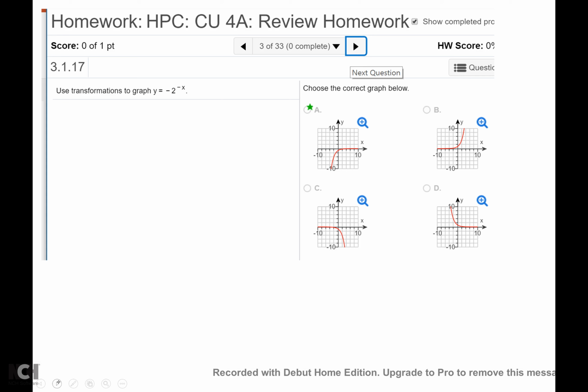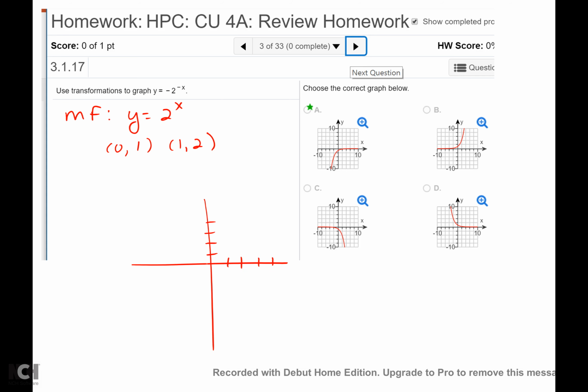Use transformations to graph y equals negative 2 to the negative x. The mother function would be y equals 2 to the x, which passes through 0, 1, and 1, 2. So if I plot that, mother function would be 0, 1, 1, 2. There's mother. Okay, so to use transformations, and again, when you're matching graphs like this, you can do the math if you want to, but this negative is going to turn it upside down, which would put it like this, okay? And this is going to reflect it over y, so that's going to make it turn around this way, which means it would do this. It will come up like this and turn around. Yeah? So I'm looking for the graph that looks like that, which is A.